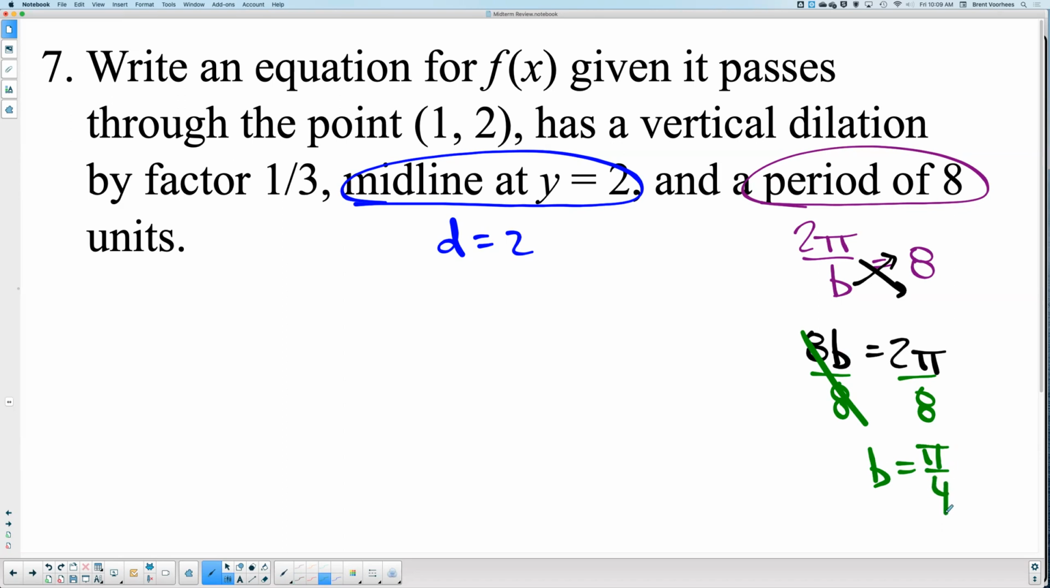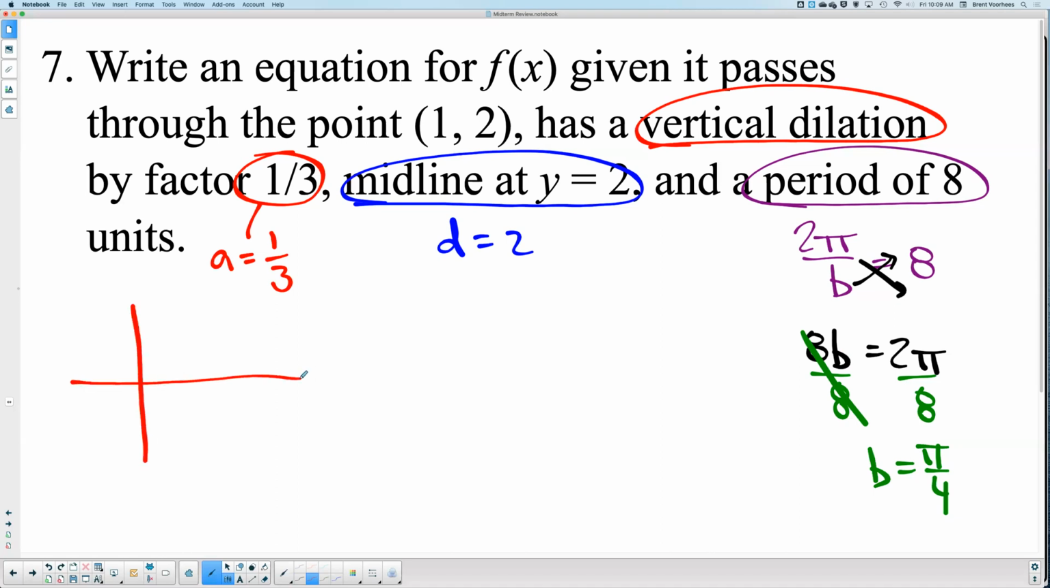We have a. What is a? 1/3. How do you get 1/3? Vertical dilation. Vertical dilation means it's outside, to multiply, which is the place of a. And so we are multiplying by 1/3. That's our a. There's only one variable we're missing. C. All right. So as we start to graph this, we don't know yet what type of function this is, do we?